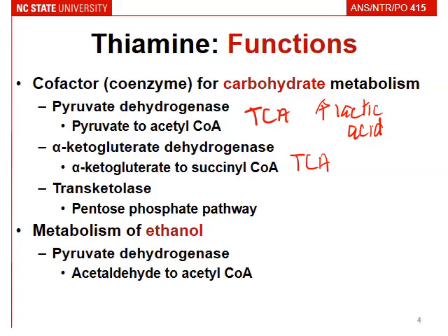If you like to consume alcohol, we need thiamine. So we're utilizing our pyruvate dehydrogenase to break down ethanol. So we have our acetaldehyde to acetyl-CoA, and that's what pyruvate dehydrogenase is involved in. So because of this, you have a lot of individuals, alcoholics, who are very prone to thiamine deficiencies, which is interesting.